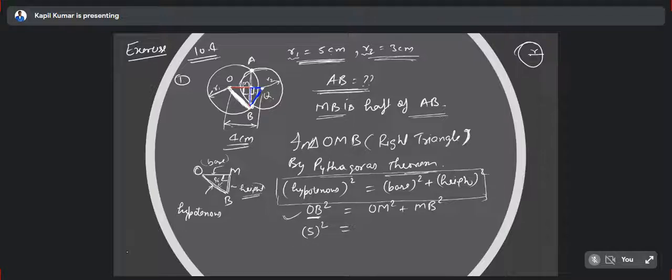So OB is 5, so 5 square is equal to OM. What is OM? Actually, OM we don't know. We know the distance from center to center, O to Q, but OM we don't know. So in place of OM, just leave it as OM. So OM square plus MB. MB we don't know. We are going to find MB. So we can write MB square. Just mark it that this is equation number 1.